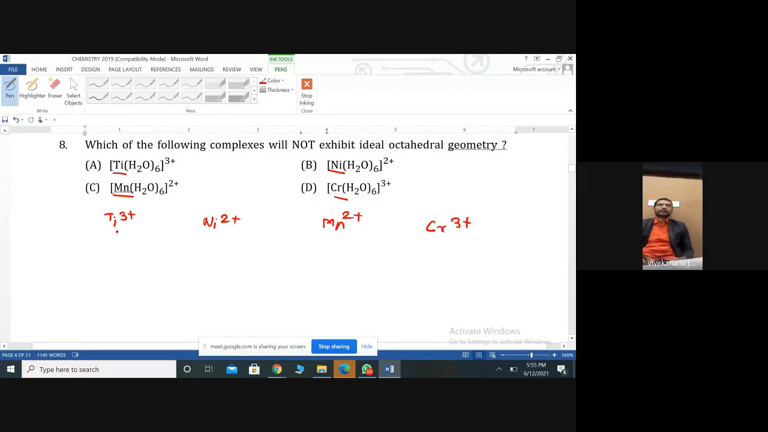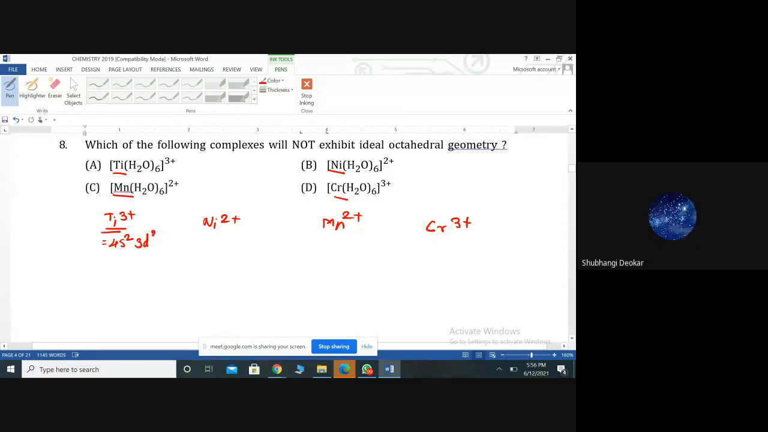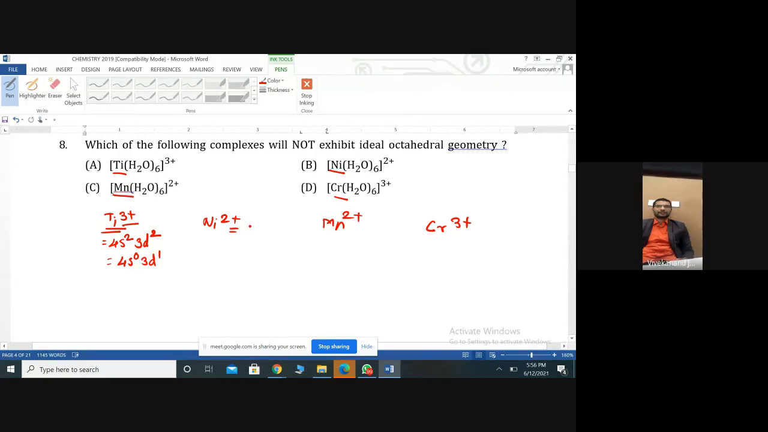Now, in this titanium plus 3, how many electrons are present in your titanium? 22. Initially, we have the electronic configuration 4s2, 3d2, and we have to remove the 3 electrons from here. So, what should be your final electronic configuration? 4s0, 3d1. Is it right? Yes, sir. For the nickel, write down the final electronic configuration in the plus 2 state.